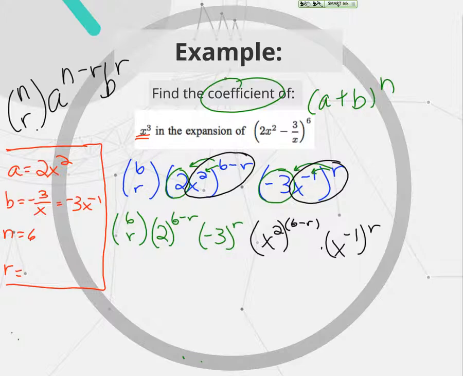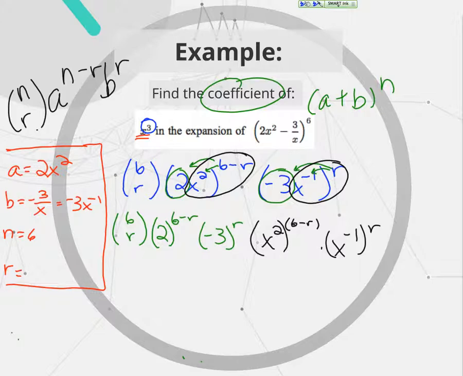One thing I know is what the exponent is supposed to be on my x. What do I want my exponent to equal? If we go back to the problem, 3. So I want my exponent to equal 3. See where Joe got that?